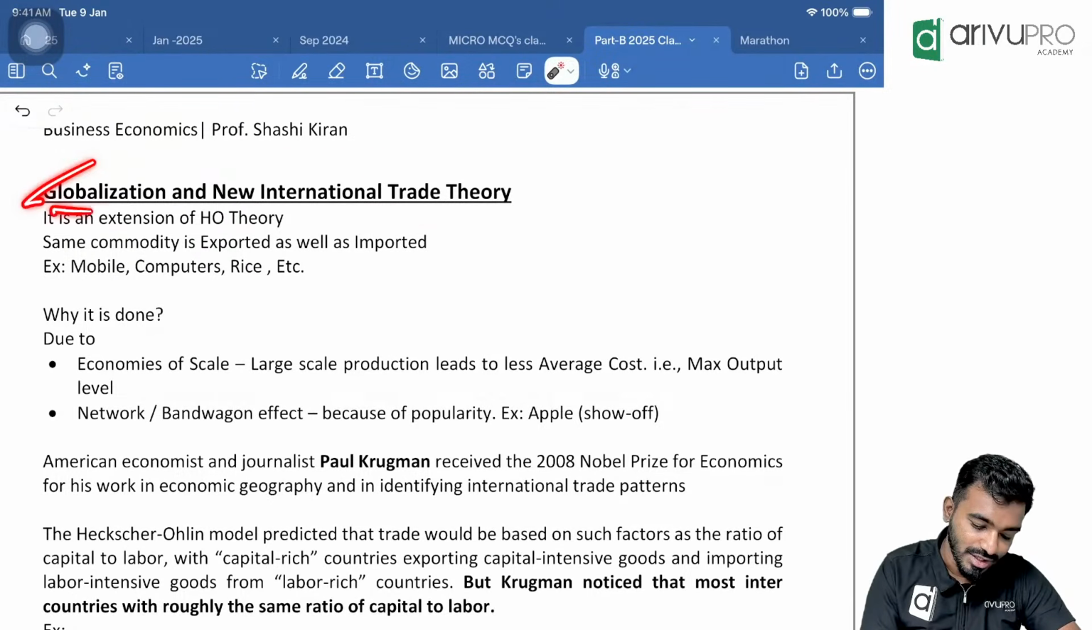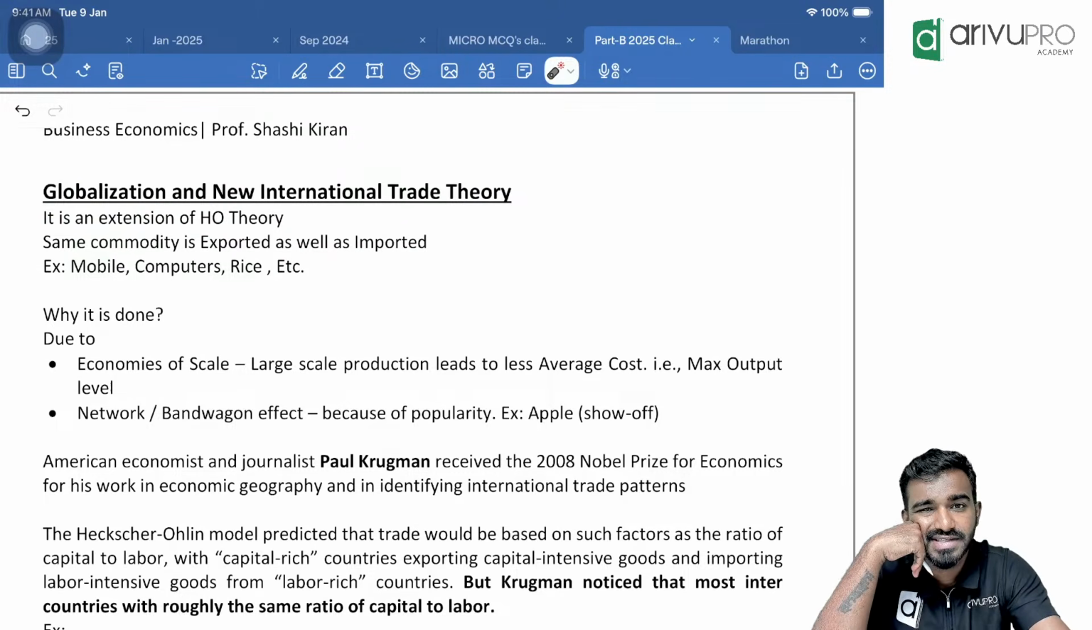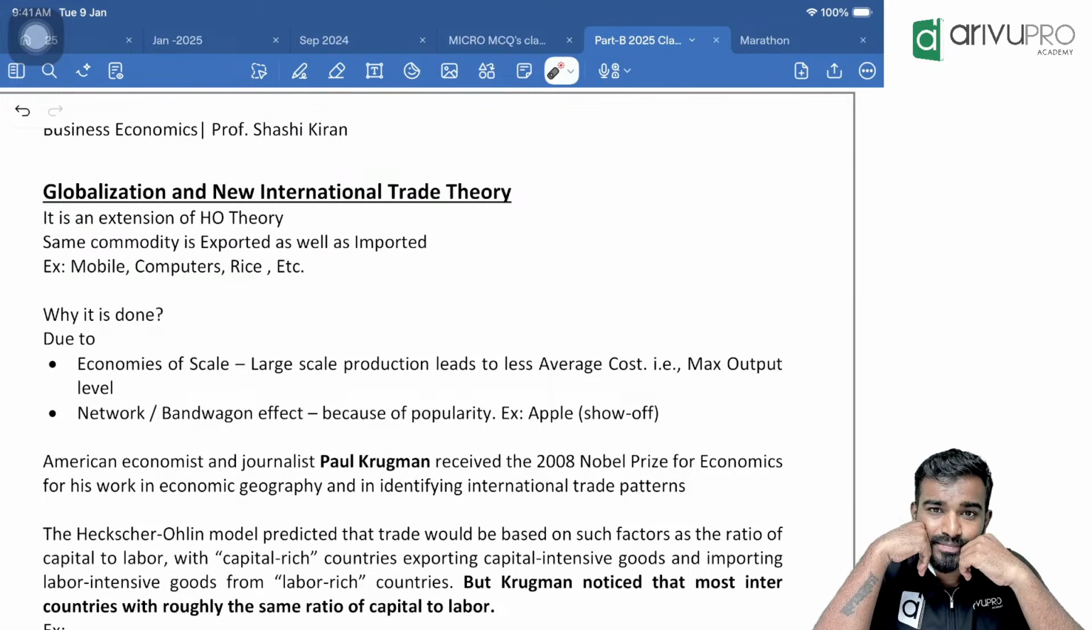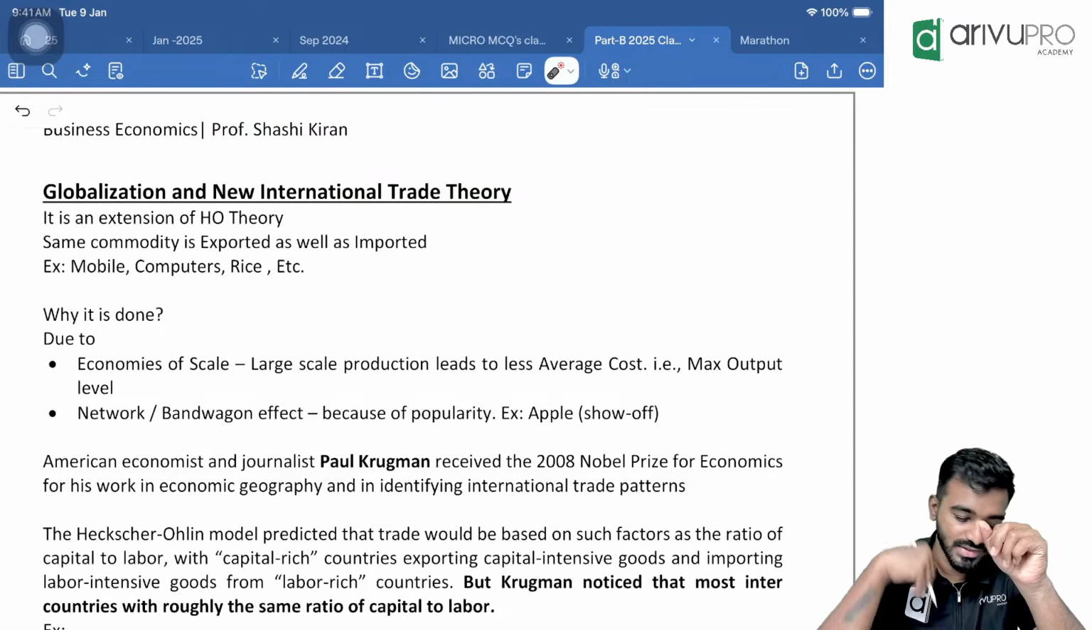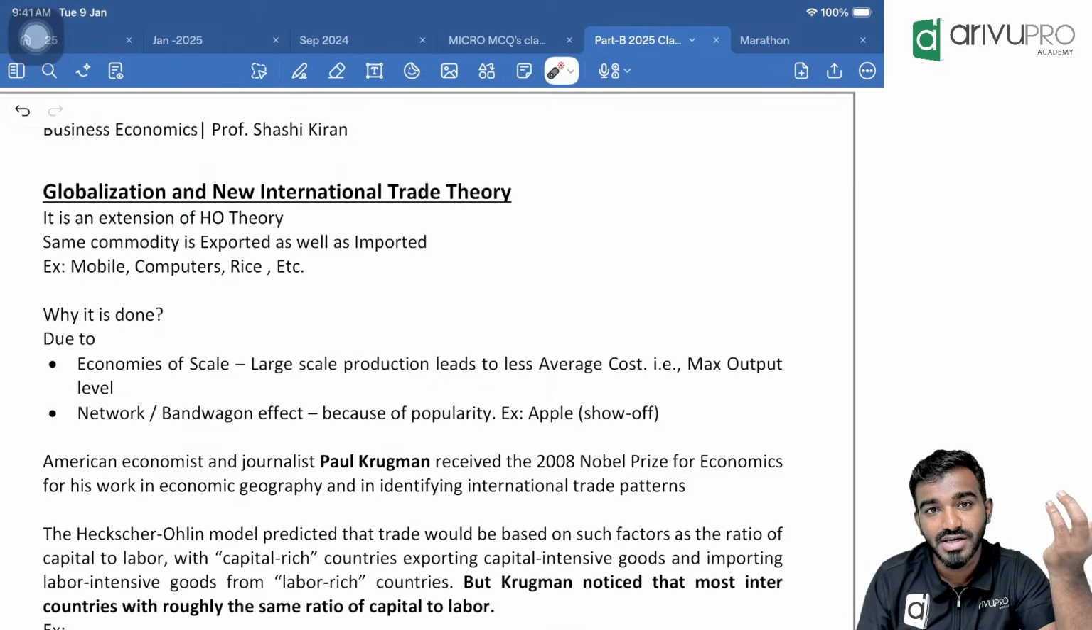And the fifth theory, globalization theory or new trade theory. Same product is exported as well as same product is imported. Sir, why are they doing that? Same product is exported as well as imported. There are two reasons. One, we have produced at economies of scale. Large scale production we have made. Each and everything we are unable to sell inside our country, so we are also selling outside the country.